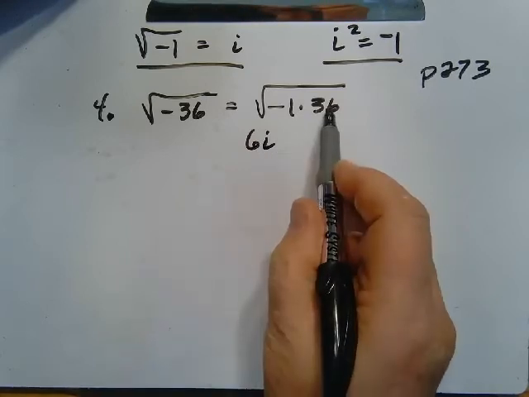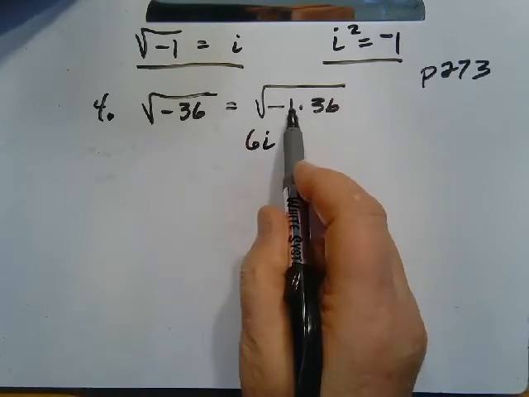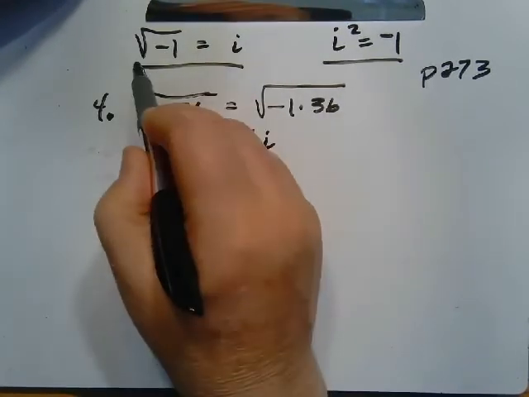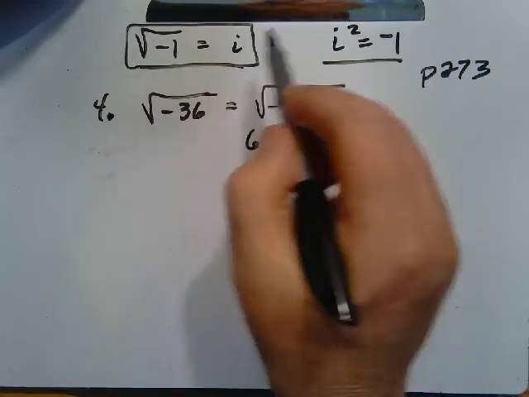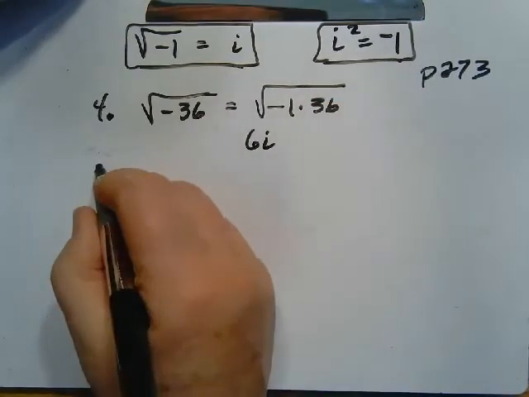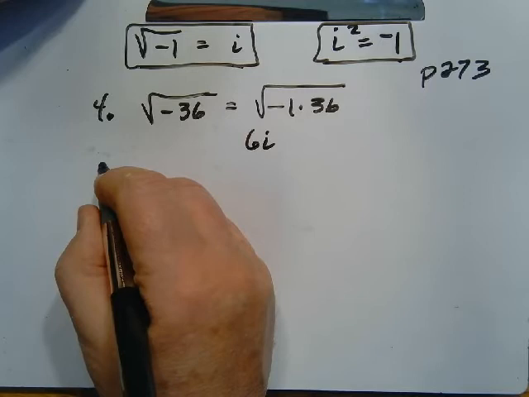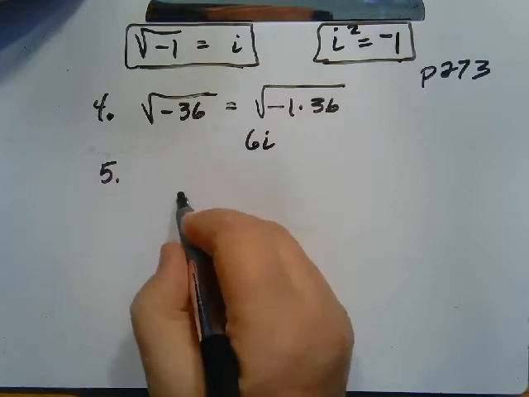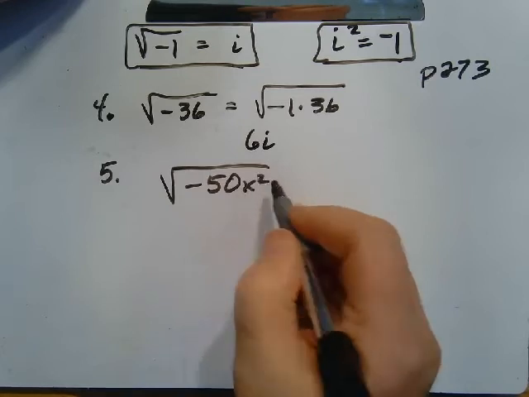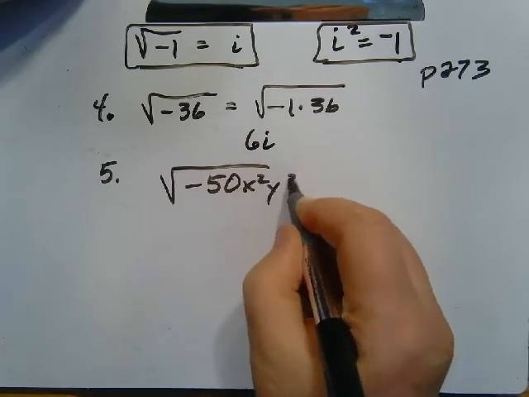Square root of 36 comes out, becomes 6. Square root of negative 1 comes out, becomes i. I suggest you write these two at the top of your paper so they're constantly a reminder to you what you're doing. Okay? Let's take a look at number 5. The square root of negative 50 x squared y squared.